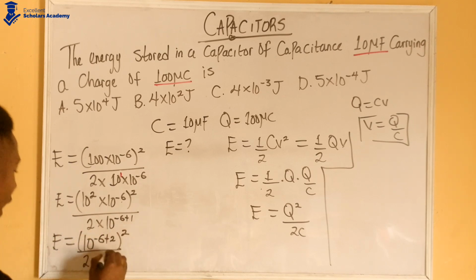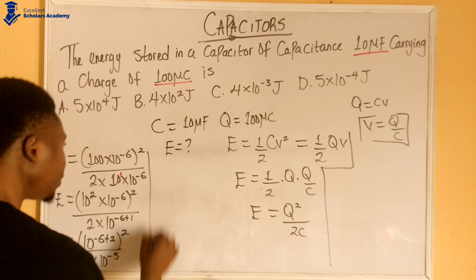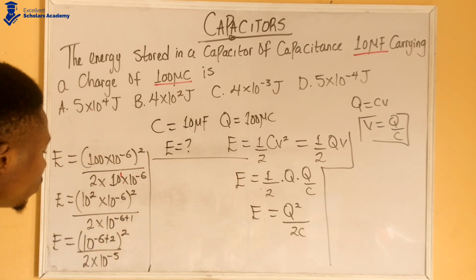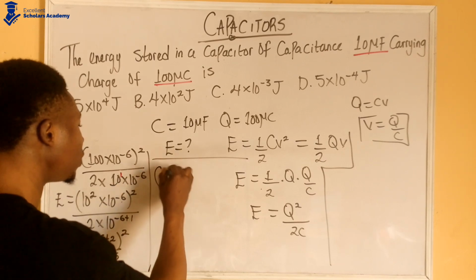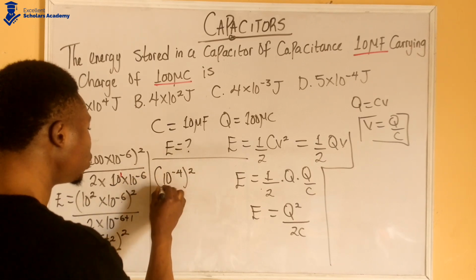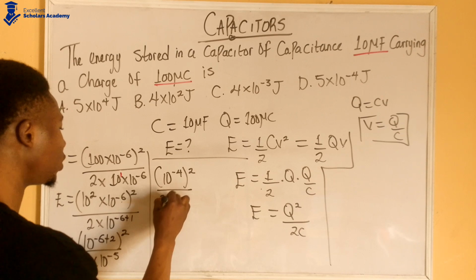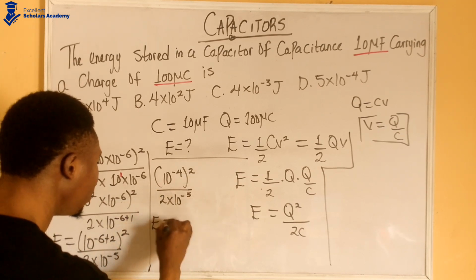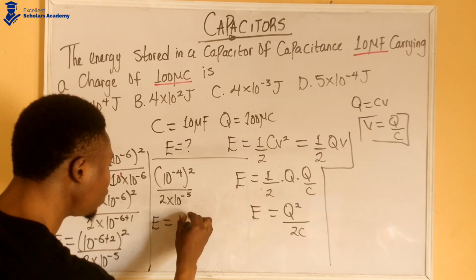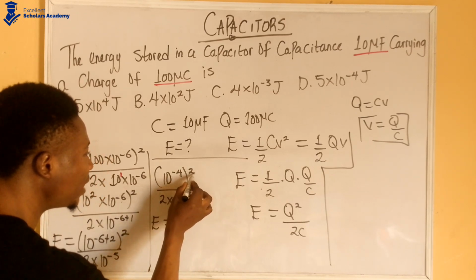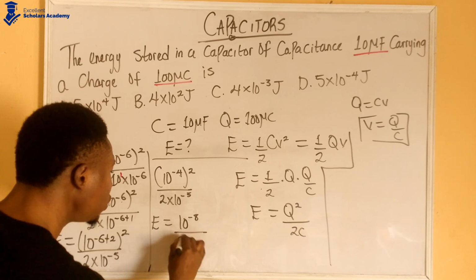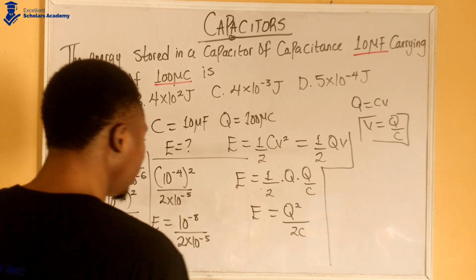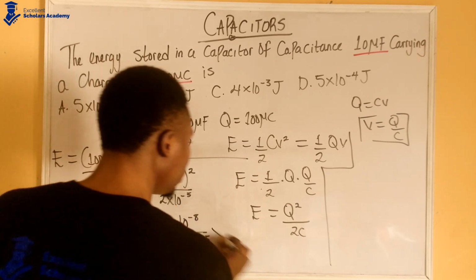Now minus 6 plus 1, that gives us what? Minus 5. Now let's continue. Minus 6 plus 2 gives us minus 4. So this is going to be 10 to the power of minus 4, all to the power of 2, over 2 times 10 to the power of minus 5. Now minus 4 times 2 gives us what? Minus 8. So this becomes 10 to the power of minus 8, according to the law of indices, over 2 times 10 to the power of minus 5. Now 10 to the power of minus 5 can go up here, but when it goes up it becomes positive. So let's continue from here.